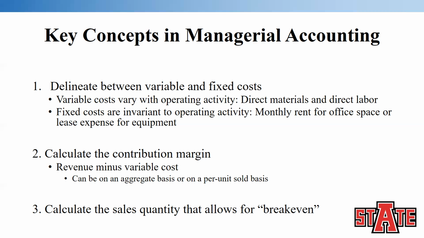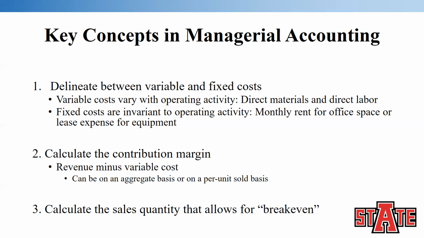That could be on an aggregate basis, meaning on a total product line or for a total company for a year, where we just subtract on the income statement revenues minus cost of goods sold. Or more likely, we would look at it on a per unit sold basis. That's what you're going to do more of in accounting for planning and control.